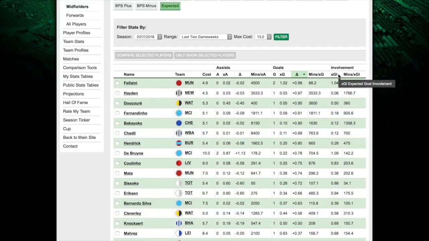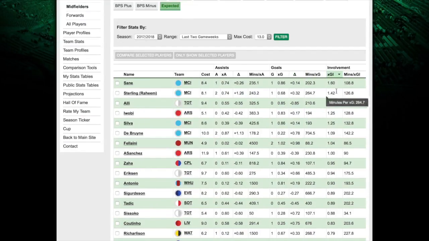And then we've got expected goal involvement based on the last 2 game weeks. So Sané was expected to be involved in 1.6 goals for Manchester City. He was involved in 2, so that was about right. He scored 1 and assisted.